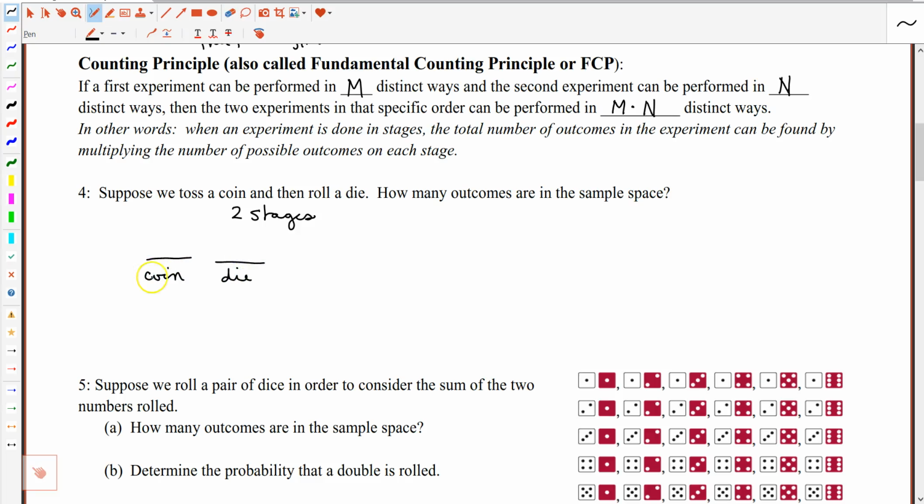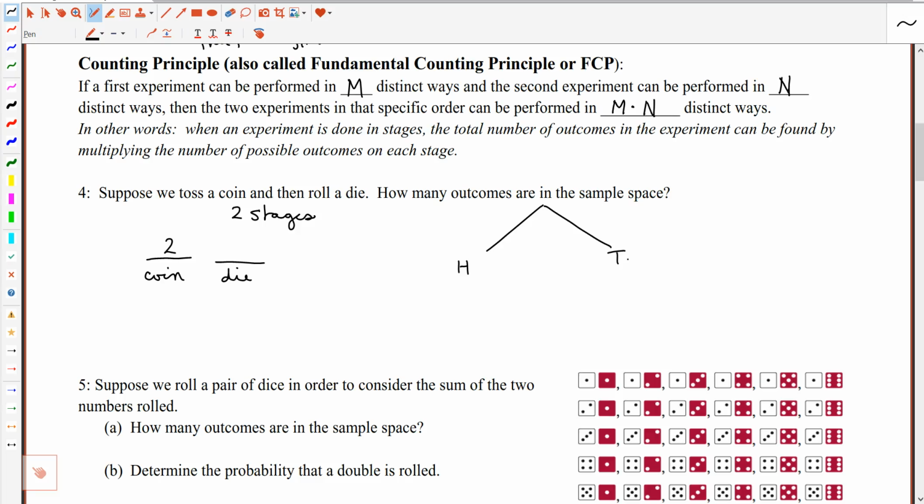For the first stage, how many outcomes are possible? There are two possible outcomes. We can actually start drawing a tree diagram to visualize what's going to go on. On the first stage, I'm going to draw my tree going down so you can see a different way of organizing it. This is what happens on the coin. They could be heads or tails.